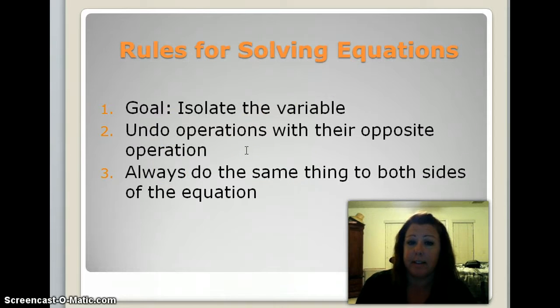Rules for solving equations. Your goal is to isolate the variable. Undo operations with their opposite operation, and you always do the same thing to both sides of the equation. To better understand, we're going to be watching a video next.